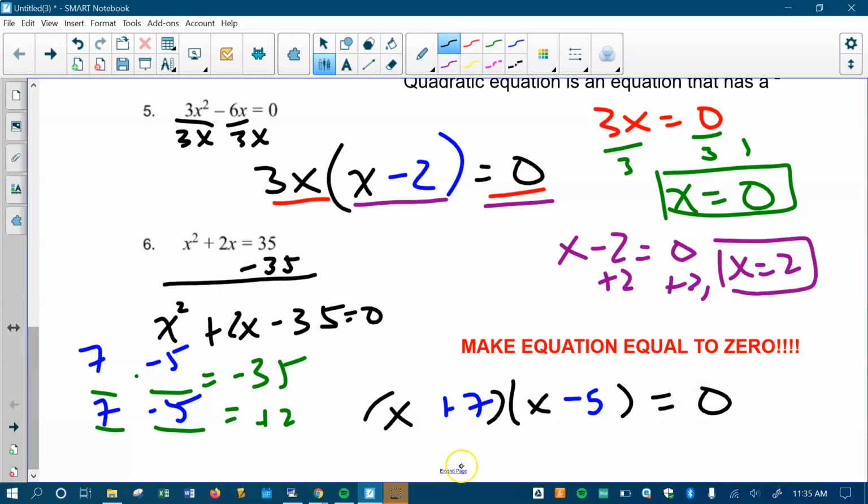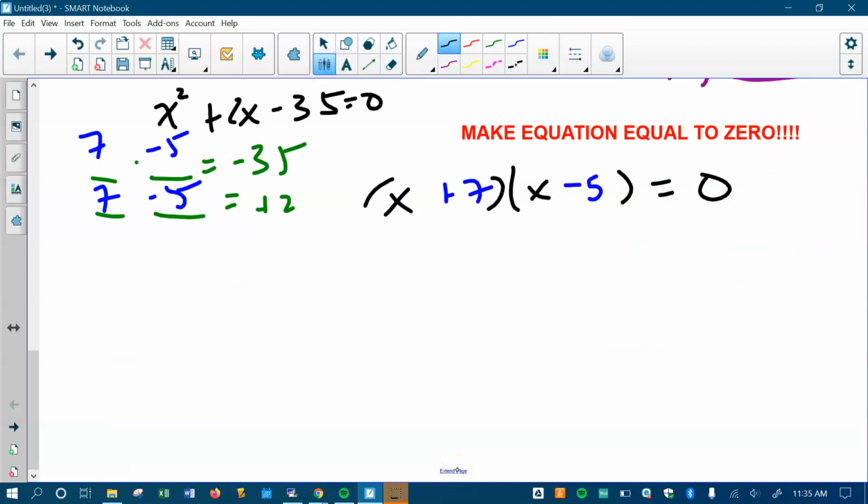And now that I have two factors equal to 0, I can use the zero product property. What was that method called, Rachel? The zero product property is what she said. She did not say no idea.